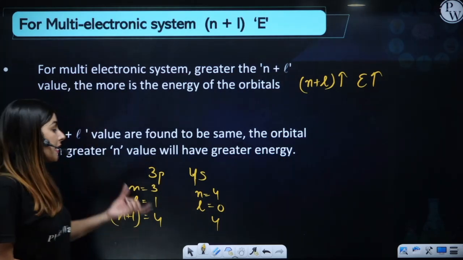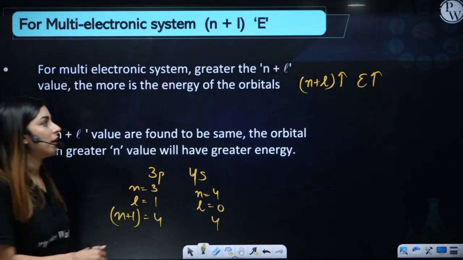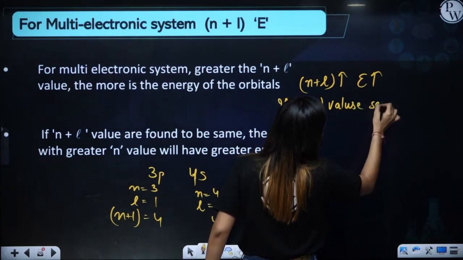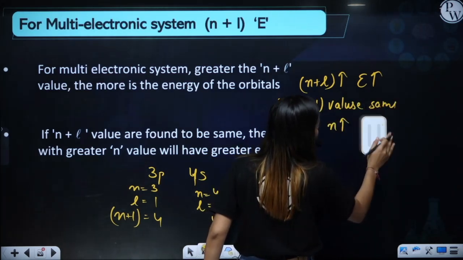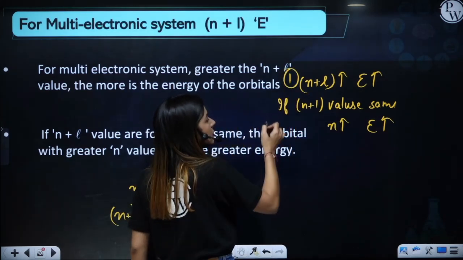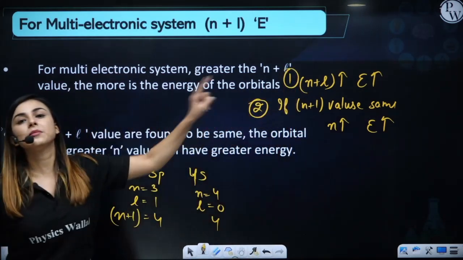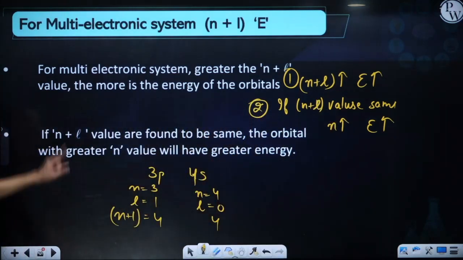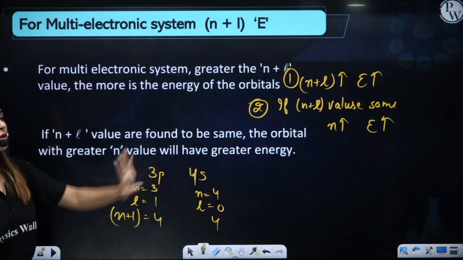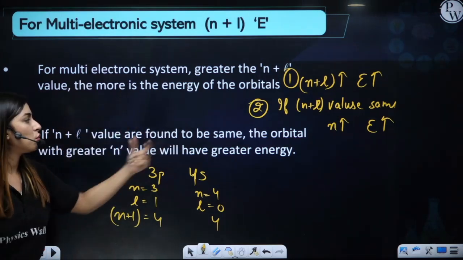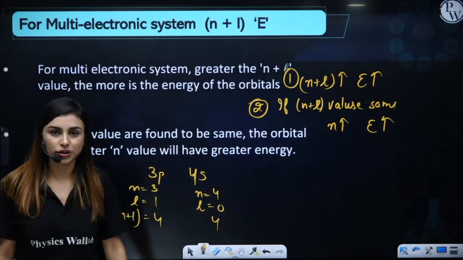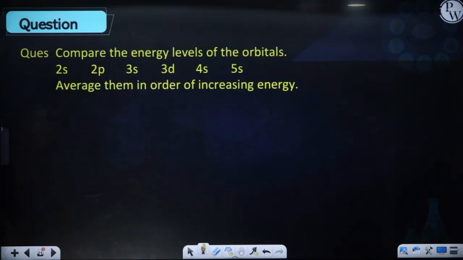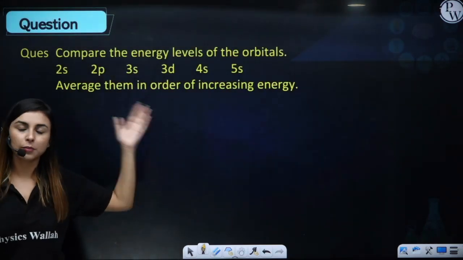No. In such cases, when orbitals have the same n plus l value, then the more the n value, the more will be the energy. So first you will consider n plus l, and this will be the second condition, only if n plus l value is the same. For multi-electronic systems, the greater the n plus l value, the more is the energy of the orbitals. If n plus l values are found to be the same, the orbital with greater n value will have greater energy. For example, in this case, 4s will have a higher energy. If you got this, then you have to do this question yourself. Pause the video, try the question.